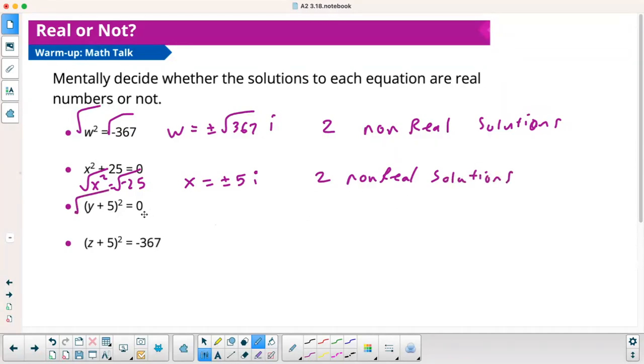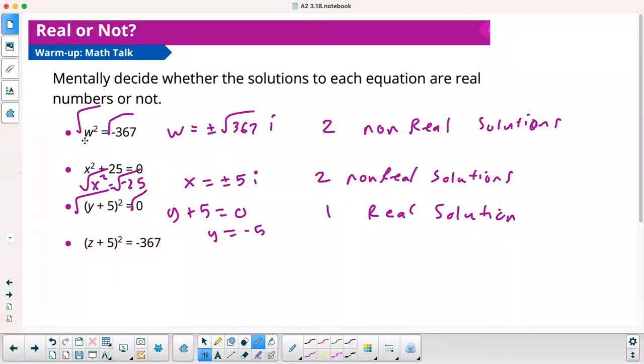Over here, square root. So since this is 0, we'll just get y plus 5 equals 0. So when I subtract the 5, we're going to have one real solution. Okay, because it'll just be y equals negative 5.